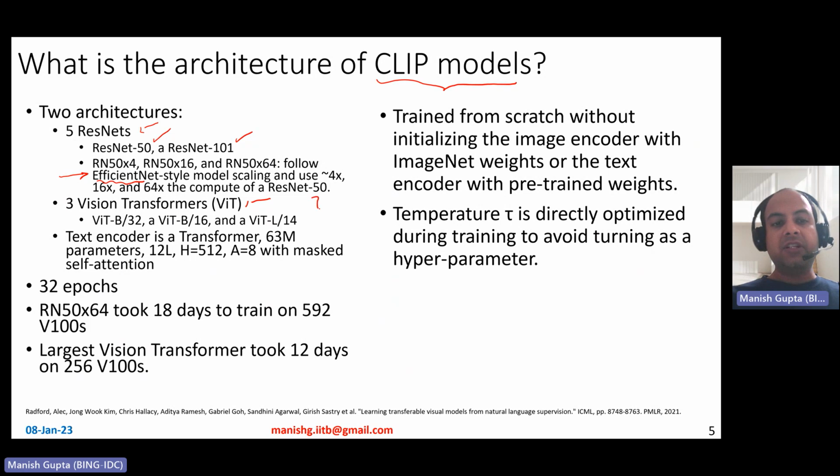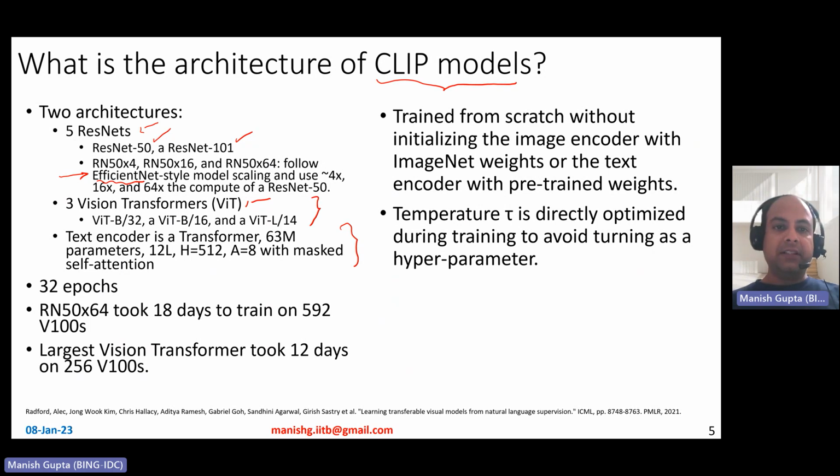They also train 3 vision transformer models with different parameters, base, large, and so on, right? So overall, they train 8 different CLIP models, 5 dependent on the ResNet architecture, 3 on the ViT, vision transformer architecture. There is an image encoder, and there's a text encoder as well. For the text encoder, they always use a typical transformer with 63 million parameters, 12 layers, 512 hidden layer size, and 8 attention heads with masked self-attention. They train for 32 epochs.